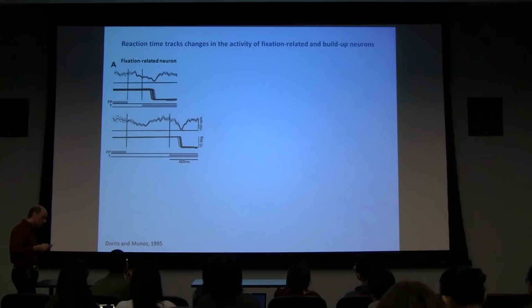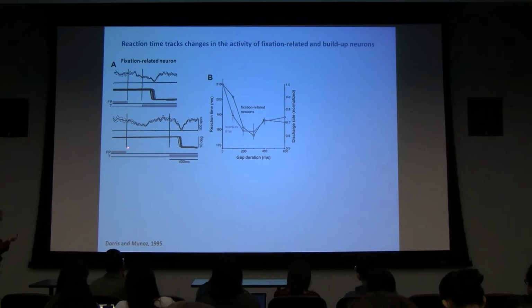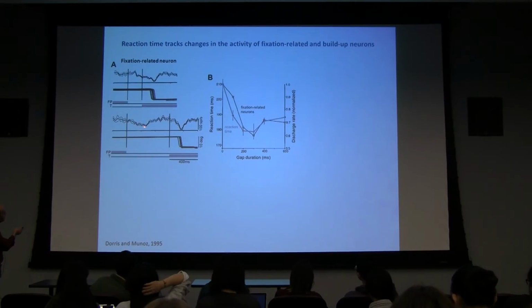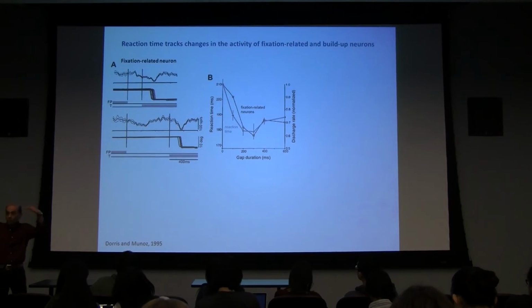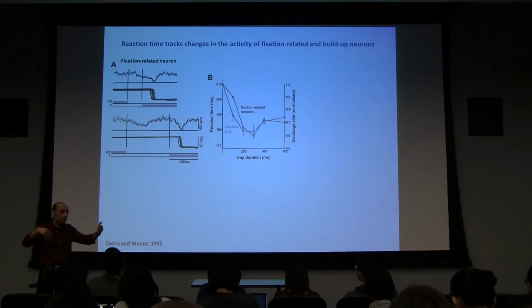So if one tracks this as a function of reaction time, what one sees is that as you increase this gap period between the fixation point and the target, the fixation-related activity falls, as does the reaction time. So the animal reacts faster if this activity has fallen further. So it's like the hold signal. The hold signal is falling, and if the stimulus appears, you have a faster reaction time to it.